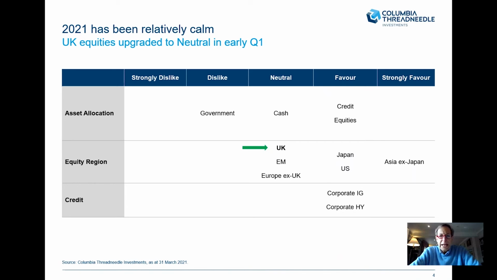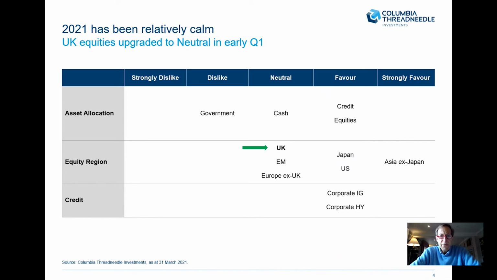Just to elaborate on EM, we do like EM overall, but we prefer the Asia bit of it. So that is reflected in the strongly favored bit. The rest of EM we're not so enthusiastic about, Middle East, Latin America, so that's why it's neutral. The UK has an arrow against it.